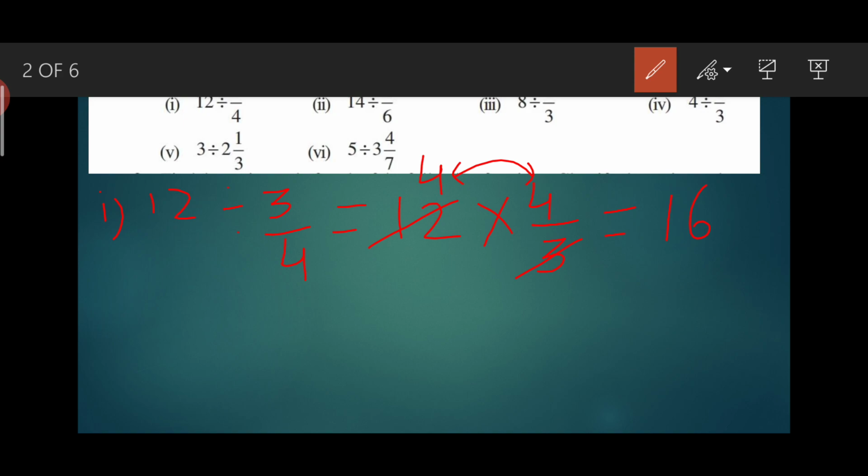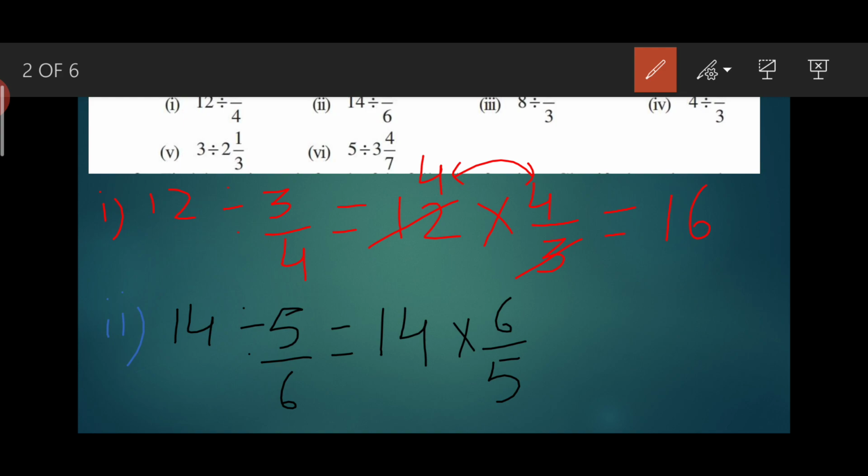Second part is 14 divided by 5 upon 6. Similarly, you have to do this question also, that is you have to write 14 as it is, replace the division by multiplication and take the reciprocal of 5 upon 6, that will be 6 upon 5. Okay, now as you can see 14 is a whole number, 6 upon 5 is a fraction. So multiplication of fractions is very easy. You have to multiply the numerators together and denominators together.